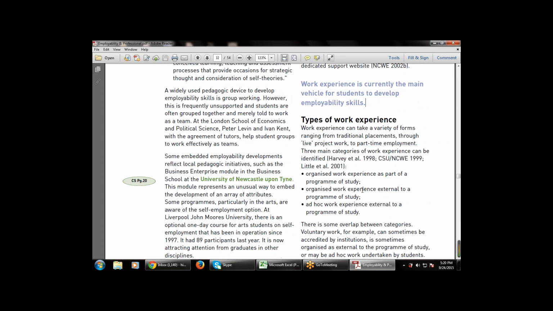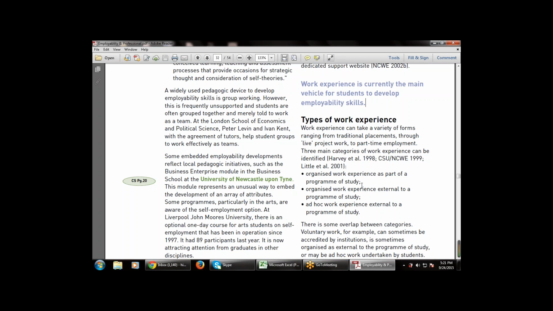Now next is the types of work experience. There are multiple types of work experience, and they are divided into three main categories. That may be part-time, that may be full-time, that may be a traditional placement. First is organized work experience as a part of the program of study. Then the organized work experience that is external to the program of study. And one is ad hoc work experience that is external to the program of study. So there are three approaches to work experience that are used.